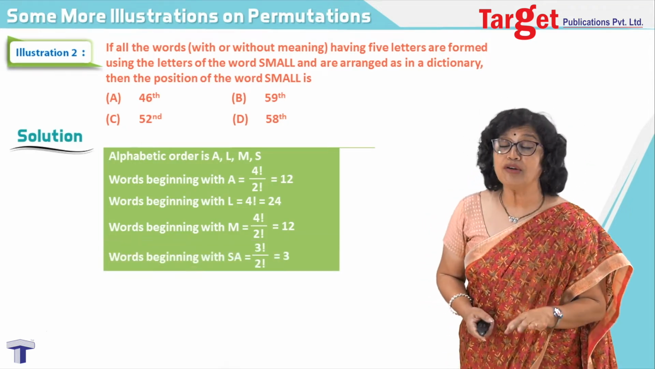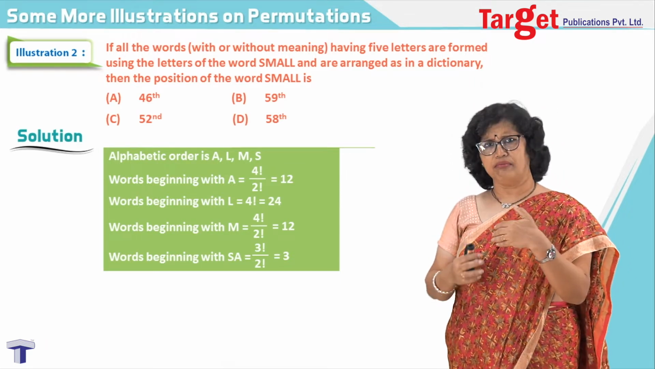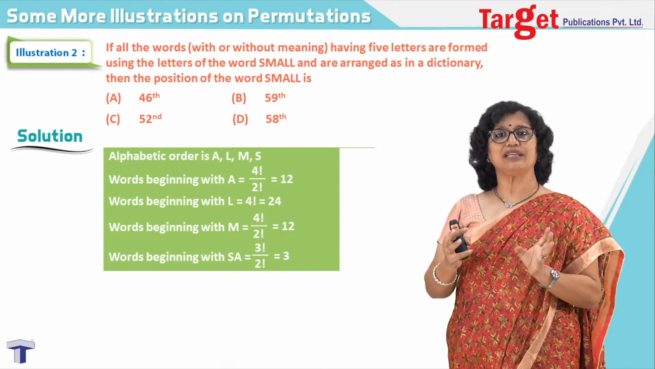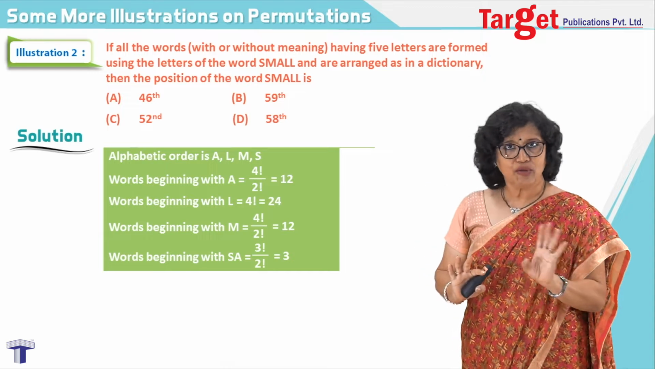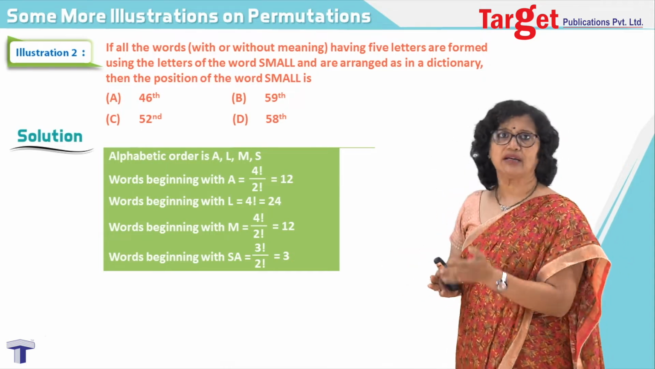Then I go for words starting with S, A. Why do I make that change? Because I cannot randomly take words starting with S. If I say words starting with S, somewhere SMALL will go inside. We do not want that. So we want to now make further divisions.